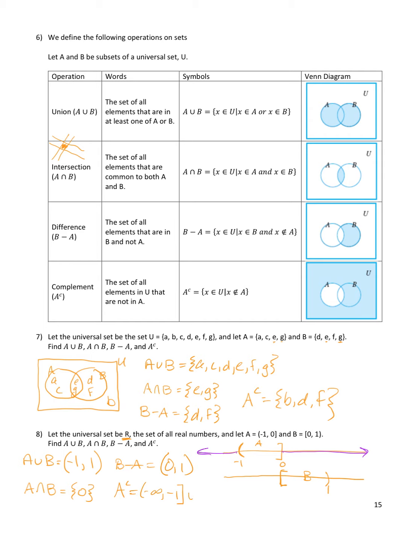And then I need to union that with 0 to infinity. Should I include the 0? Well, 0 is in A, which means it's not in the complement. So I'm not going to include the 0. And like that.